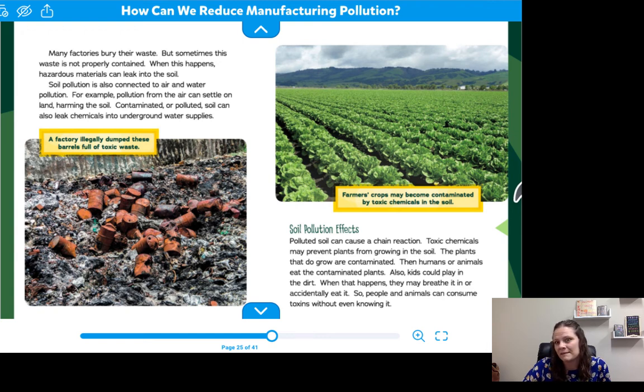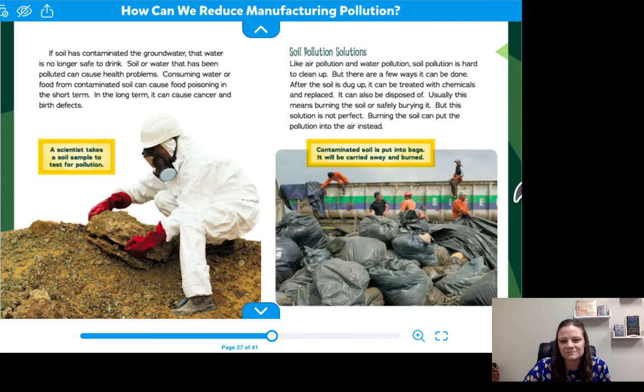I'm thinking of romaine lettuce. Sometimes that gets recalled. If soil has contaminated the groundwater, that water is no longer safe to drink. Soil or water that has been polluted can cause health problems. Consuming water or food from contaminated soil can cause food poisoning in the short term. In the long term, it can cause cancer and birth defects. A scientist takes a soil sample to test for pollution.